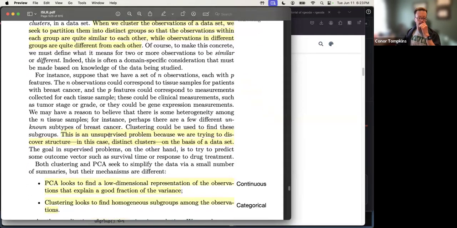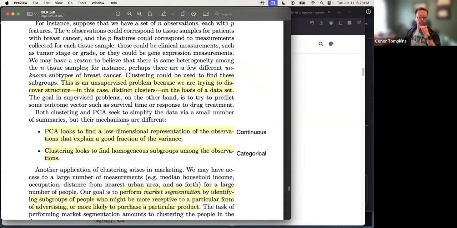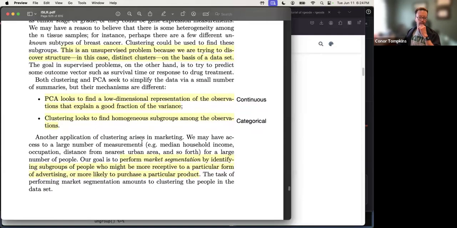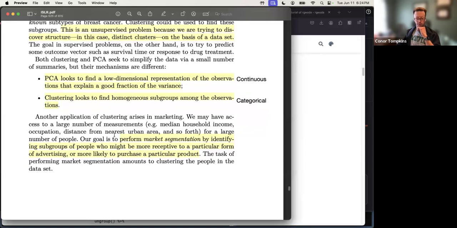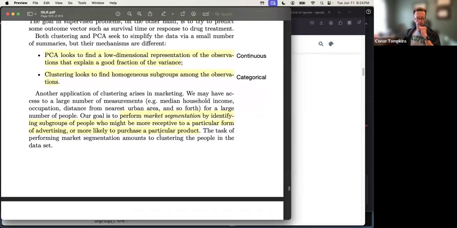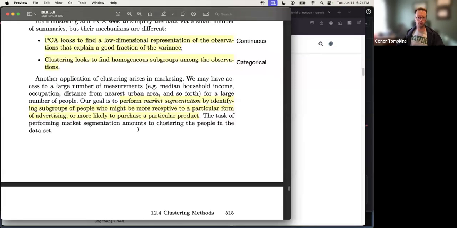So to go through a couple of examples, here's a good comparison. PCA is a low dimensional representation. You're trying to condense continuous variables down into a lower dimensional space, and clustering is looking for subgroups within that data set. So one example is market segmentation. If you have measurements on customers, you could use clustering to put them into customer types that don't exist in the real world, but could help you with marketing efforts. But again, there's no right answer, because there's no correct group to put a customer in.